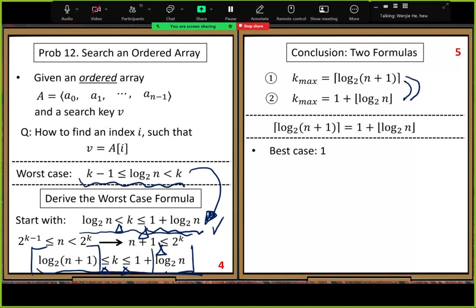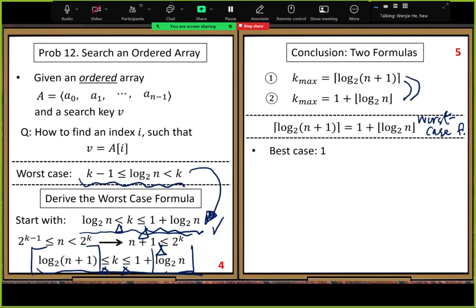All right. Now, this is our worst case formula. From now on, when I ask you the worst case for binary search, this is the accurate formula.